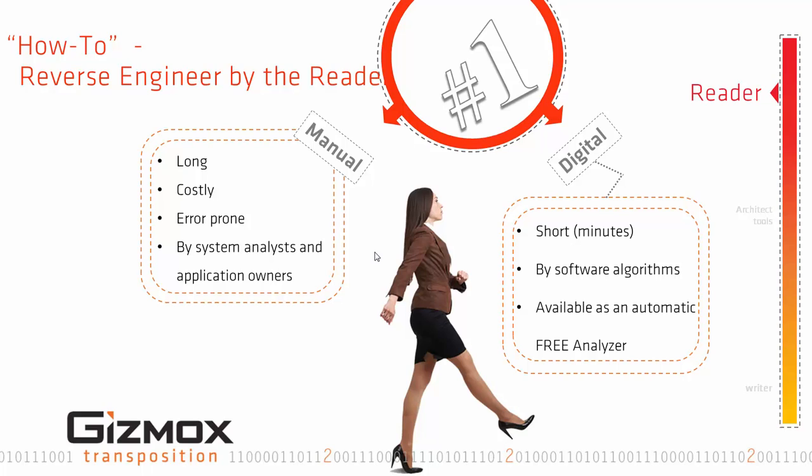Just in a way of comparison, the manual reverse engineering would usually involve system analysts redefining and specifying the target application, which would be a lengthy and error-prone process, sometimes becoming almost impossible in cases where the application was written many years ago, or documentation is out of date, or the developers who have written it are no longer around, which all are very common scenarios with these legacy applications.